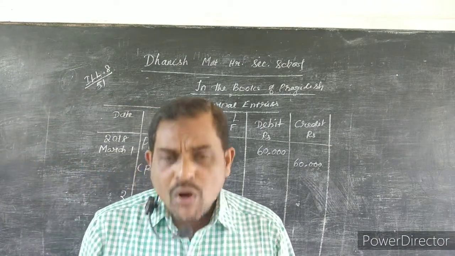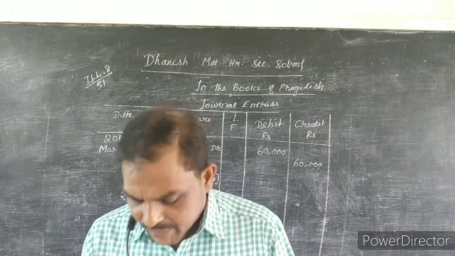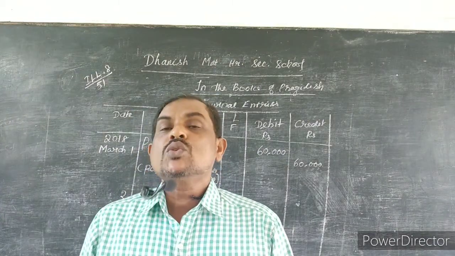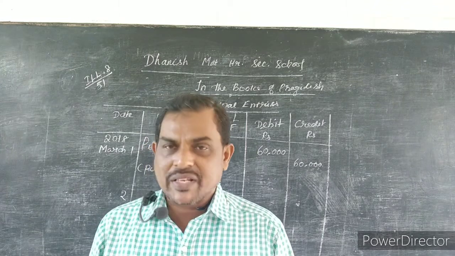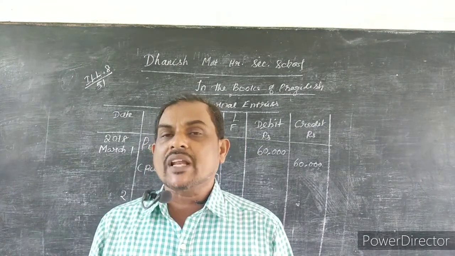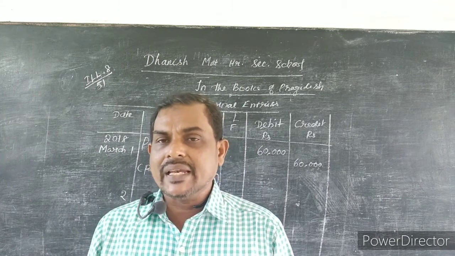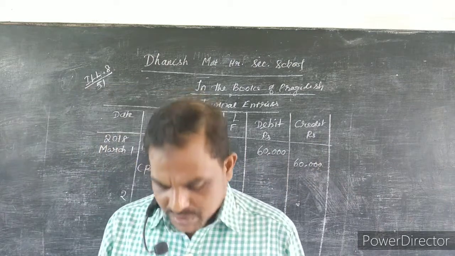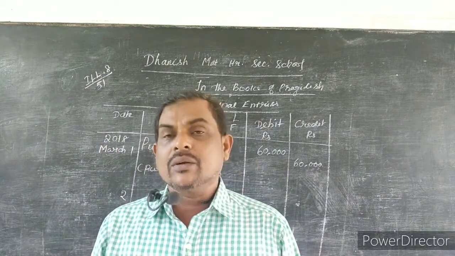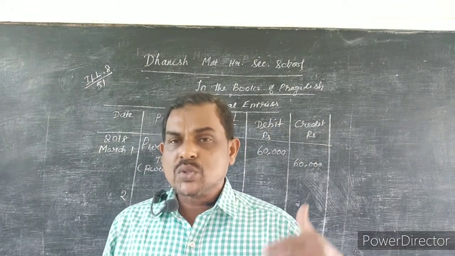Sold goods to D and Company on credit, rupees 30,000. Sold goods is nothing but sales, just as purchase of goods is nothing but purchase. Sale of goods is nothing but sales. Sales is an income, and income is a nominal account, so sales is a nominal account. And sold to whom? D and Company on credit. That is, he sold some goods.